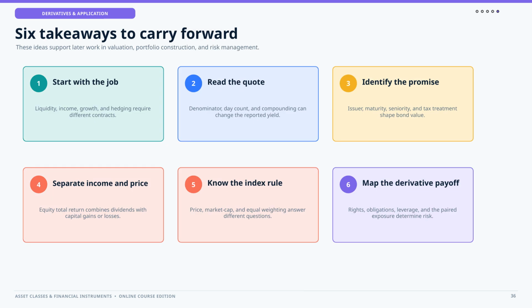The chapter can be reduced to 6 durable ideas. Start with the job the money must perform. Read the quote convention before comparing yields. Identify the issuer, maturity, seniority, and tax treatment behind every fixed income promise. Separate a stock's dividend income from its price change. Treat an index as a rule-based measurement system whose weighting method shapes the result. Finally, map every derivative position by identifying the underlying, the rights and obligations, the position size, the collateral, and the exposure held alongside it. These habits turn a list of products into a coherent framework for valuation and risk management.